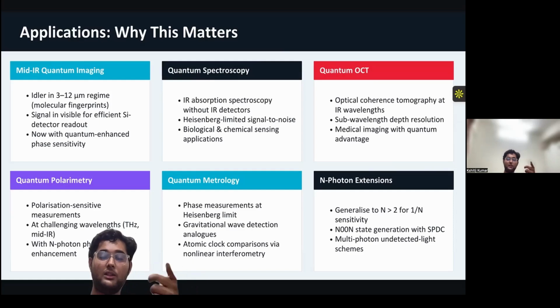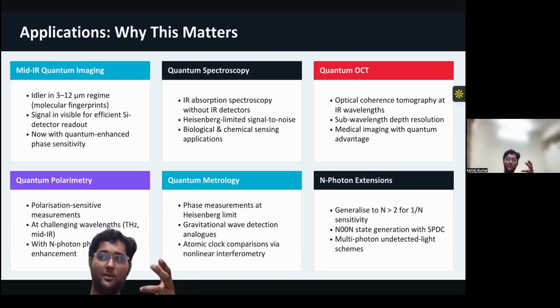Now, then comes quantum spectroscopy. If you put an absorbing sample in the idler path, the visibility of the signal fringe drops in proportion to the absorption. You get a full infrared absorption spectrum without even detecting an infrared photon. With 2-photon coherence, the signal to noise ratio improves towards the Heisenberg limit, relevant when you are trying to detect trace concentrations or weak absorbers.